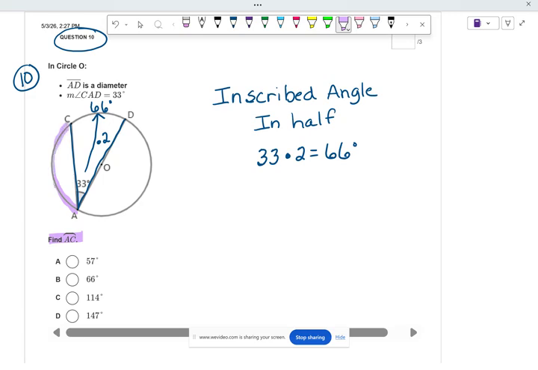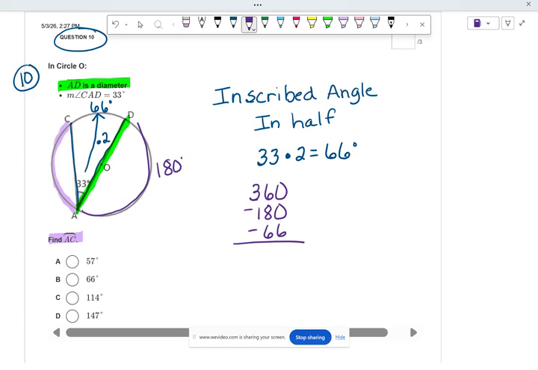All right, let's go back and read. They tell us that AD is a diameter that cuts a circle in half. That means that this semicircle over here is 180. And we know that a whole circle has 360. So to find the degree measure of arc AC, we're going to do 360 minus 180 minus 66. And if we do that, we're going to get 114 degrees for the measure of arc AC.